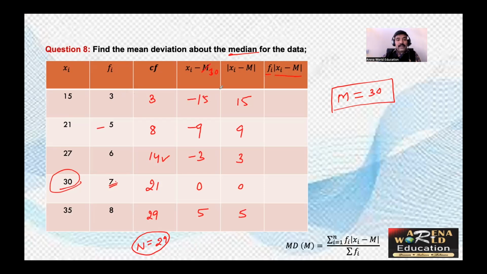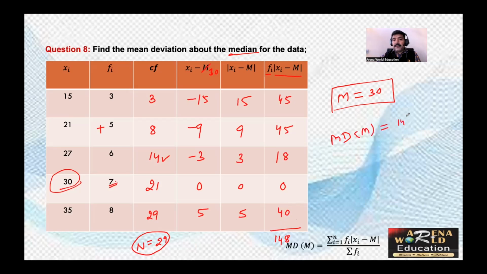So now 3 into 15, yes, it will be 45. Right? So this is what? This is 5. So 5 into 9, again 45. 6 into 3, it is 18. 7 into 0, 0. 8 into 5, it is 40. So now sum will be, yes, 148.